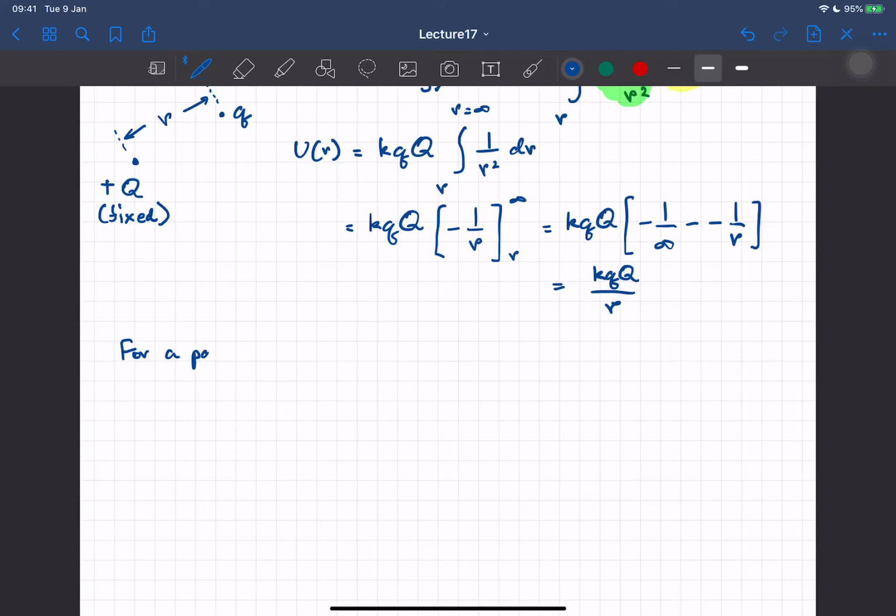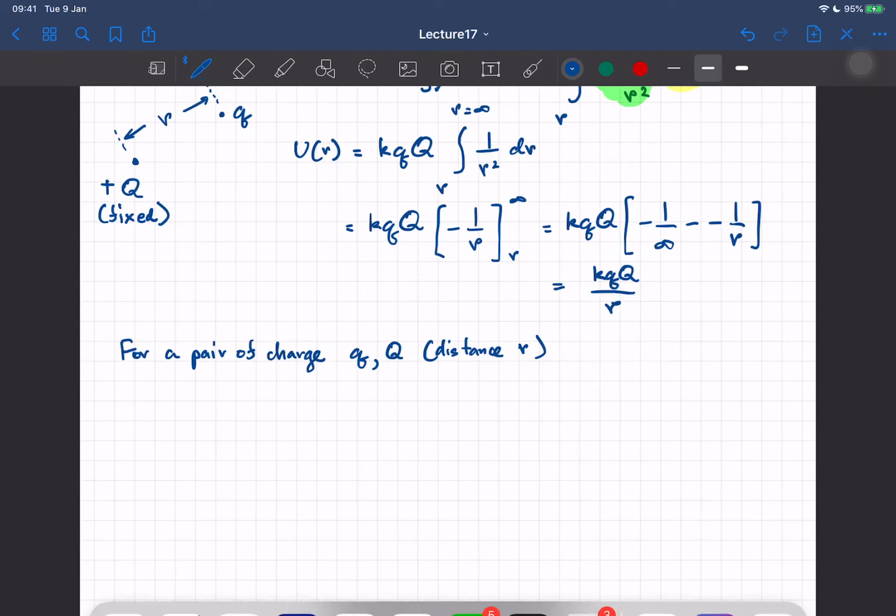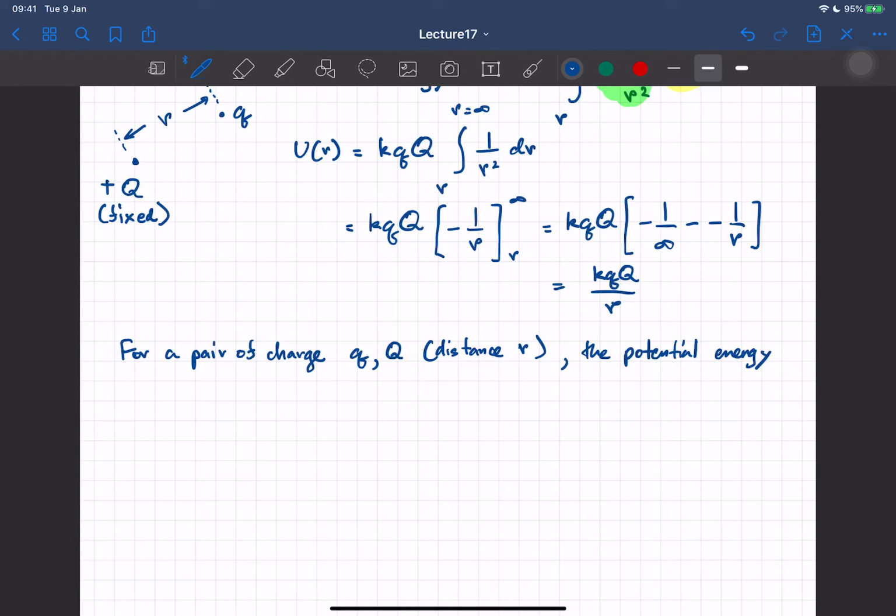a pair of charges, Q and q, which are a distance R away from each other, the potential energy is U as a function of R equal to K, Q, and q divided by R. This is the main result of this part of the lecture.